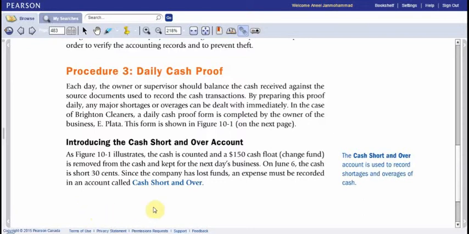So it's talking about a figure on the next page, but here's what it's going to talk about. On June 6th, the cash is short 30 cents. Okay, and it also tells us cash is always counted. It starts with a $150 cash float. That's how much money is put into the cash register for a certain business. And then more cash is put in as customers give money. Okay, so let's see what happens.